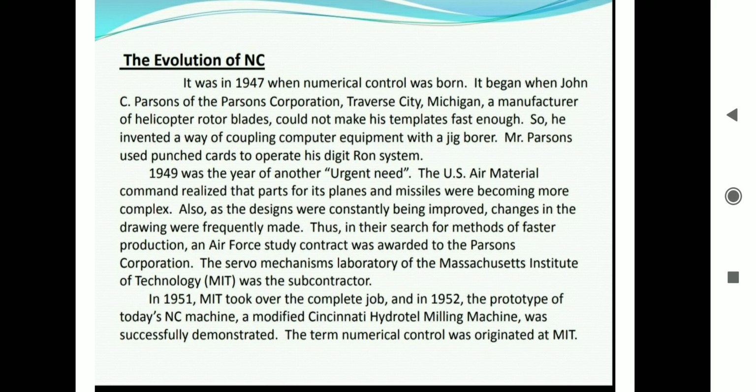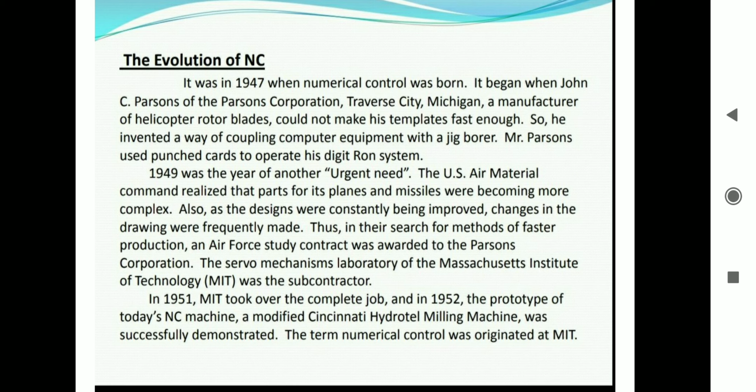It began when John Parsons of Parsons Corporation, a mechanical engineer, started up the Parsons Corporation in Kansas City, Michigan, a manufacturer of helicopter rotor blades. Helicopters have turbo propellers, and these consist of blades which can rotate. They could not make his templates fast enough.